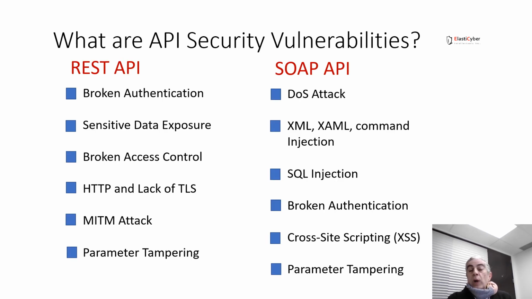So, API security vulnerabilities. The most well-known, mostly used APIs, REST and SOAP, have their own vulnerabilities, like broken authentication, sensitive data exposure, broken access control, lack of TLS, man in the middle, or visibility in the network, parameter tampering, and on the SOAP side, we have XML SQL injection and cross-site scripting, as well as others.